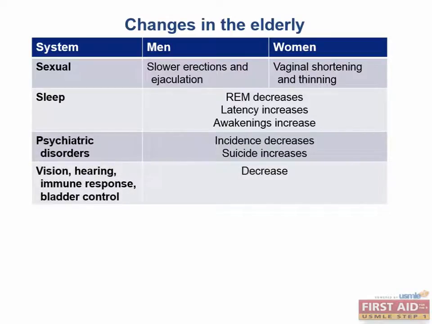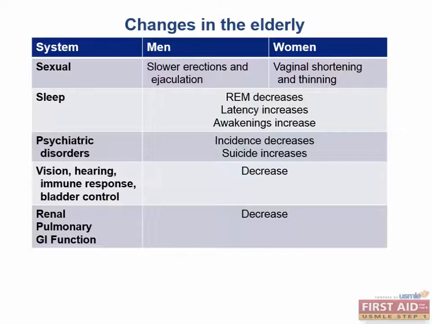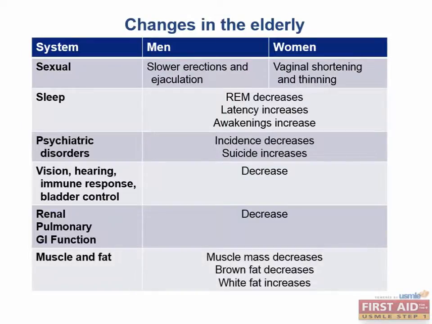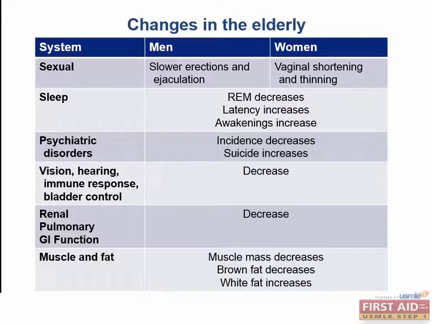With age, vision, hearing, and the immune response, as well as bladder control, all decrease, as do renal, pulmonary, and GI functioning. Moreover, the amount of muscle mass and heat generating brown fat decrease, while the amount of visceral white fat increases. Of note, intelligence does not decrease with normal aging.